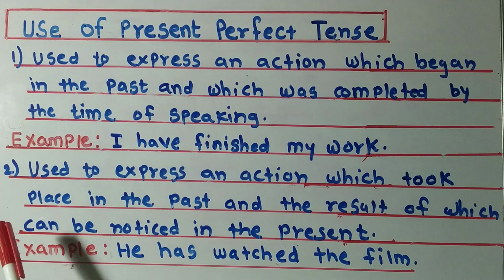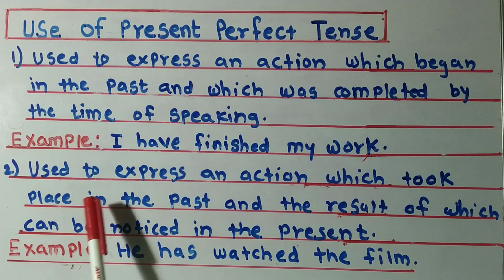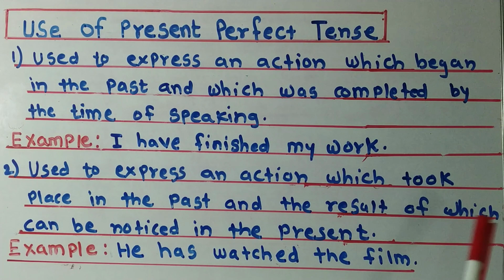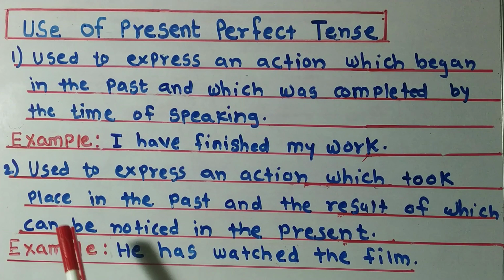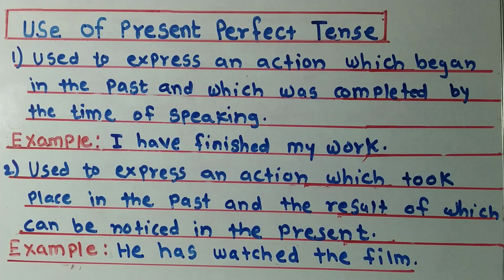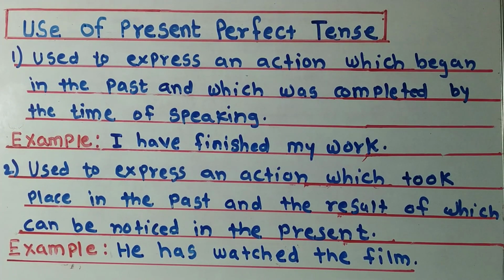Next use. This tense is also used to express an action which took place in the past and the result of which can be noticed in the present. Example, he has watched the film. Here, we can use this tense in order to talk about the action that took place in the past and also got finished in the past, but the effect of the action can be felt at the time of speaking or in the present also.